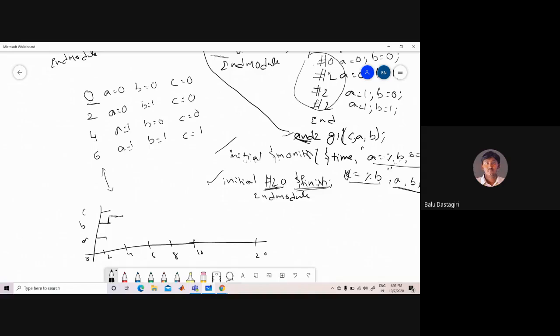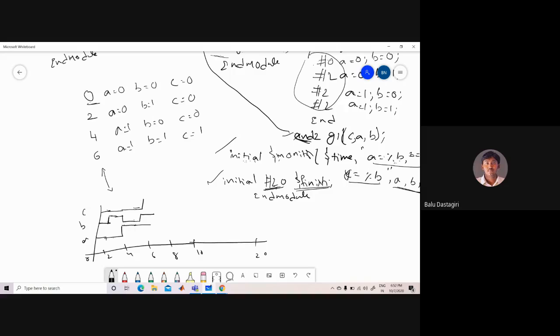So again, at 4 units of time, the A value becomes 1 and the B value becomes 0. And again after 6 units of time, A will be 1 and B will be 1. So initially at 0, 0, C will be 0, and A0, B1, C will be 0, and at 4 units of time, A1, B0, C will be 0, and at 6 units of time, A equal to 1 and B equal to 1.